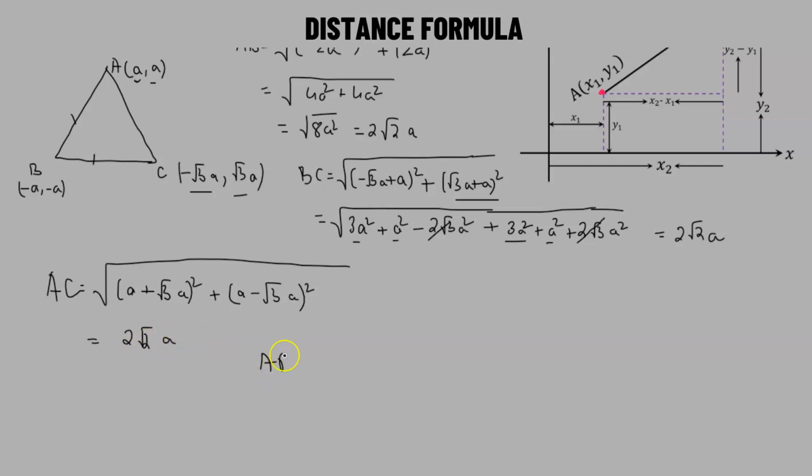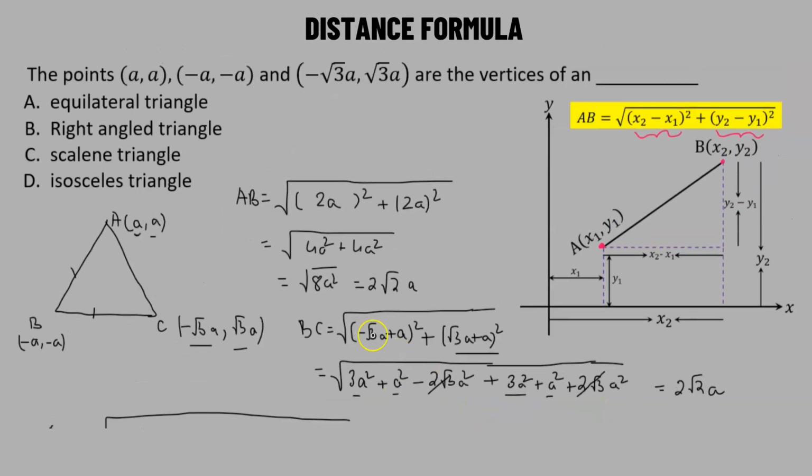Hence AB equals BC equals CA. All 3 sides of the triangle are equal. So that means ABC is an equilateral triangle. Since ABC is an equilateral triangle, coming to the options, option A is going to be the correct answer.